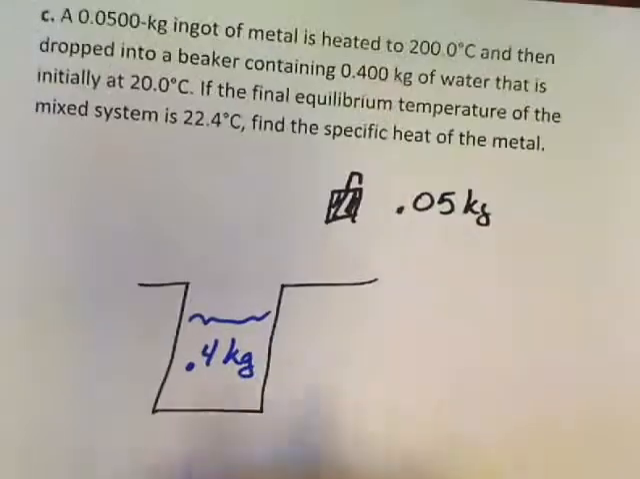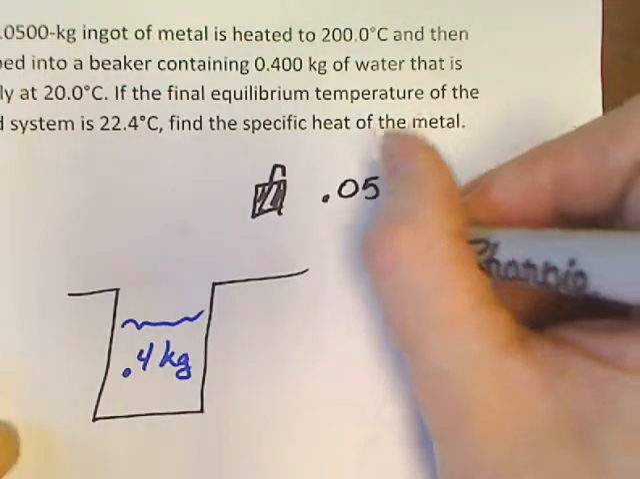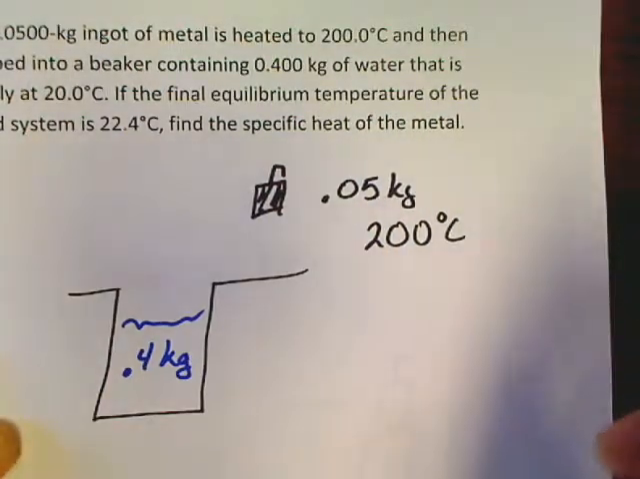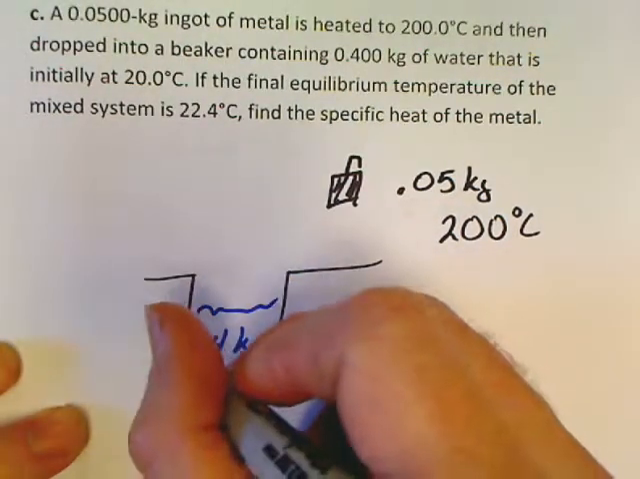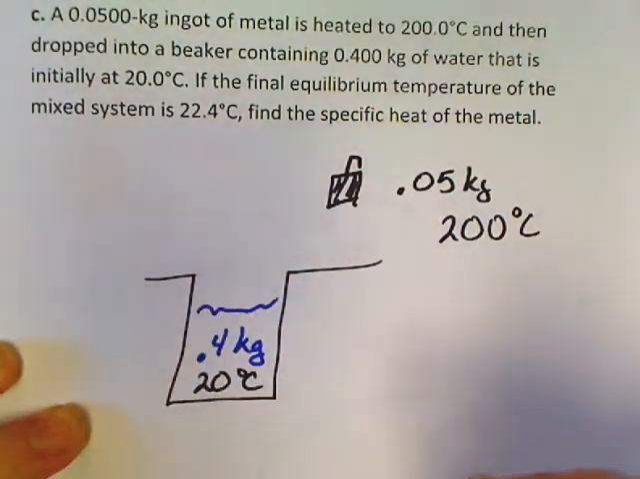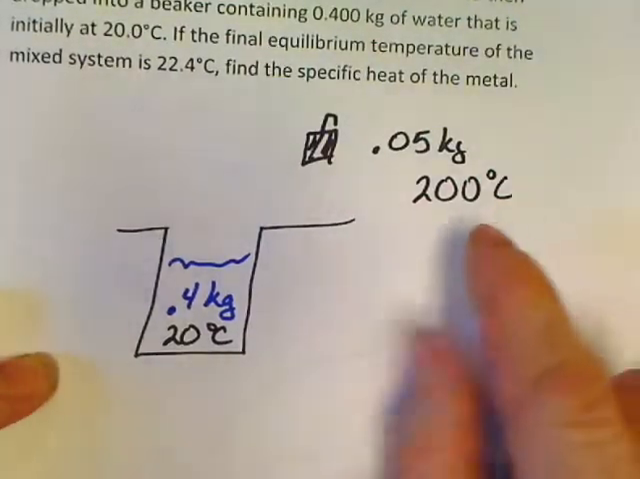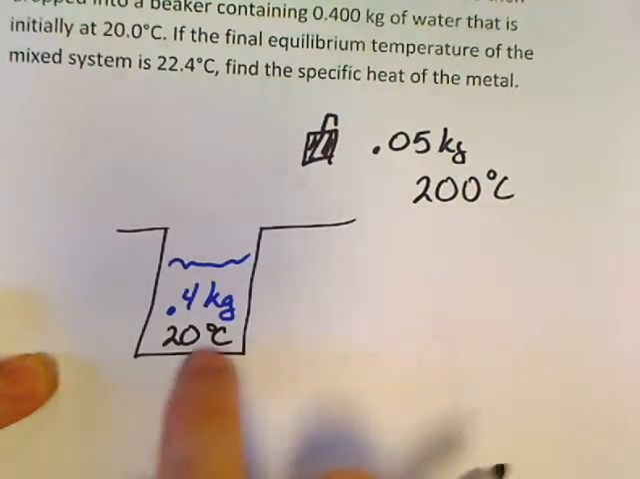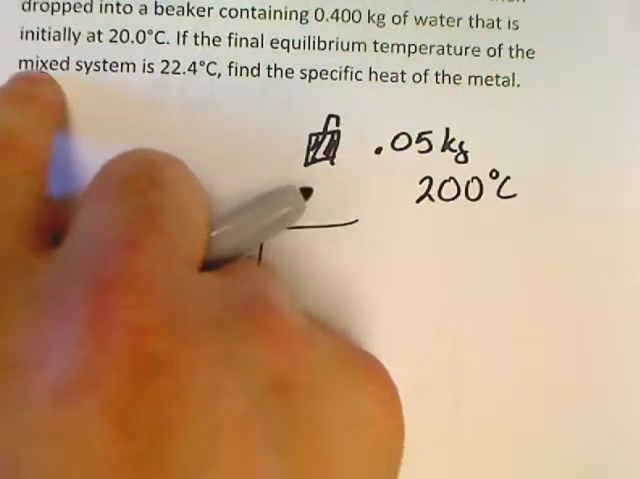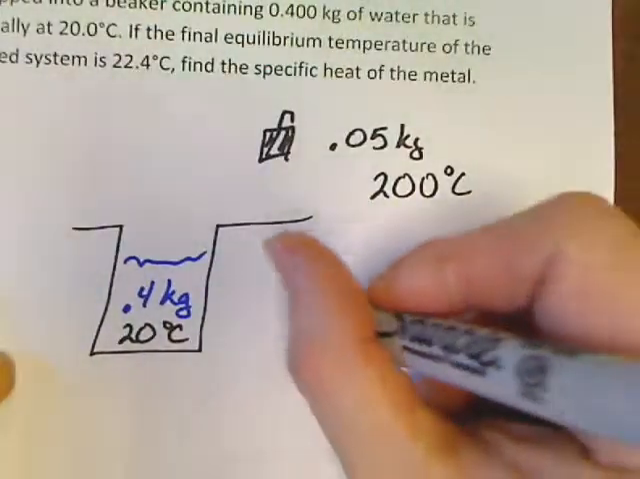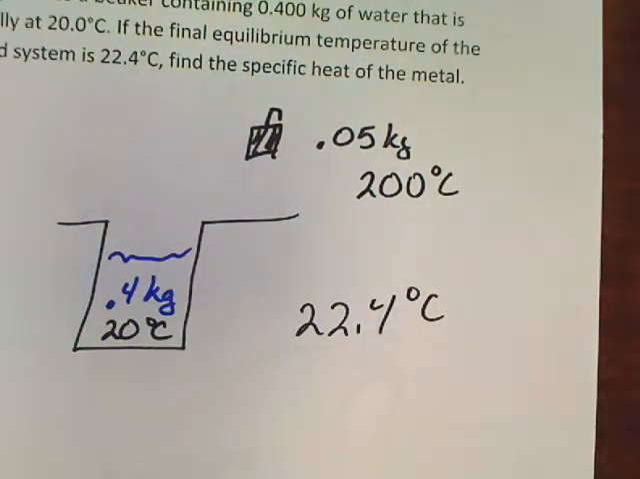Here's my water. Now it tells me something else. It tells me that the metal is heated to 200 degrees Celsius. So there's the temperature of the metal. It tells me that the water is a nice cool 20 degrees Celsius. And it says somebody drops the metal into the water. Well, what do you expect is going to happen? The metal is going to cool off. The water is going to heat up. And it says that the temperature of the system, mixed system, is 22.4 degrees Celsius.